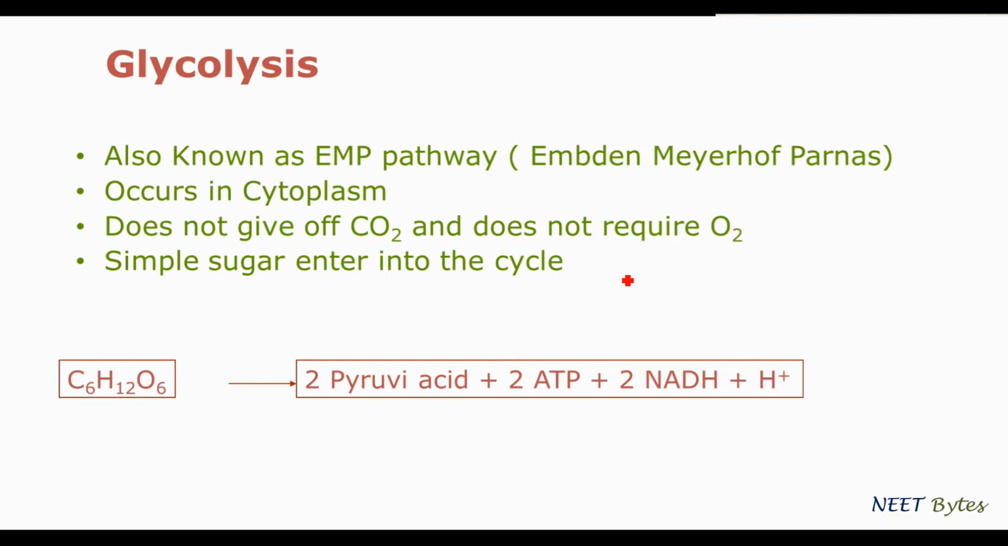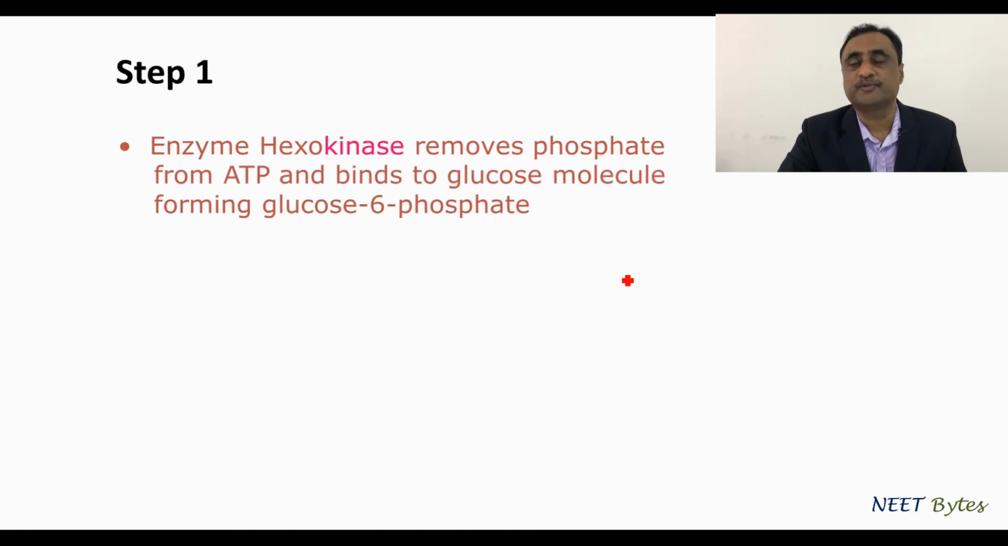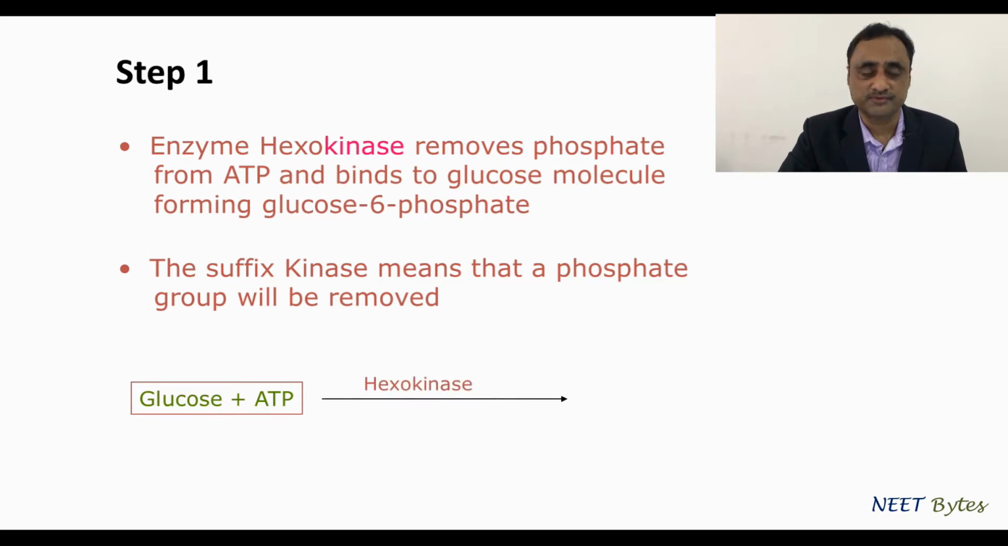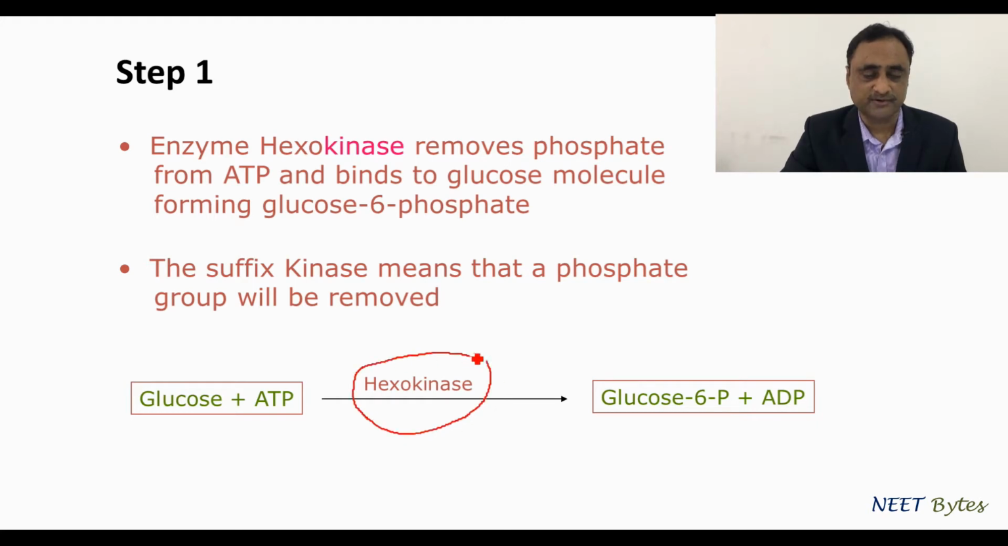So these are sequential steps. One by one we will talk about the different steps. Let's talk about the very first step. In the first step, what happens? In the presence of the enzyme hexokinase, glucose gets converted into glucose 6-phosphate, right? Mind it, wherever there is substrate level phosphorylation, the enzyme used is a kinase. That's why here it is hexokinase.